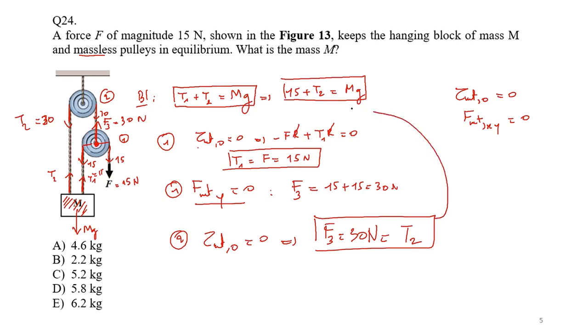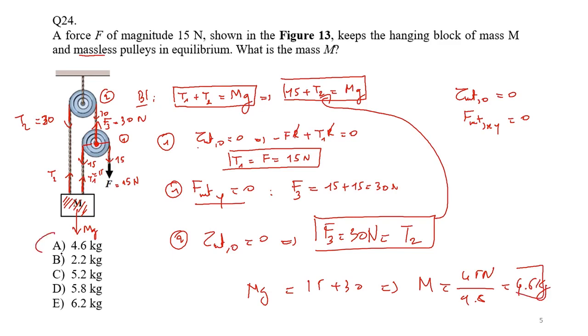I will come back here and plug it in. So I will have mg is equal to 15 plus 30 Newton. So m is just 45 Newton divided by 9.8, which will give me 4.6 kilograms. Okay. And the answer is here. You can solve it quickly if you want. I just took my time to show you the different steps. Any questions about this?